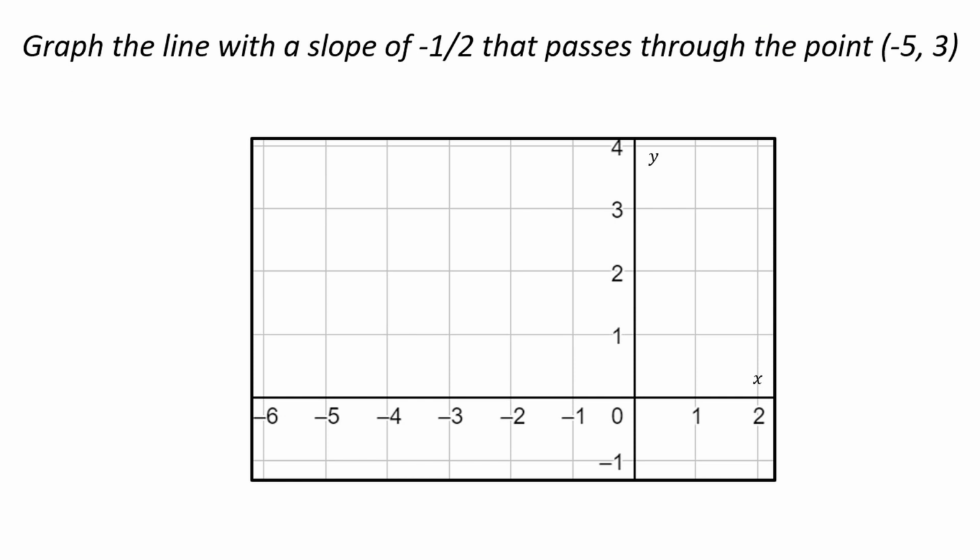Let's try one final problem. Say you were told that the slope of a line is -1/2, and that the line passes through the point (-5, 3). This is similar to the case when we graphed based on the y-intercept and slope. We should start at the point (-5, 3), and then use the slope to find another point. The slope tells us to go 1 unit down and 2 units to the right to find an additional point. This brings us to the point (-3, 2). Now we can draw a line through the 2 points to complete our problem.